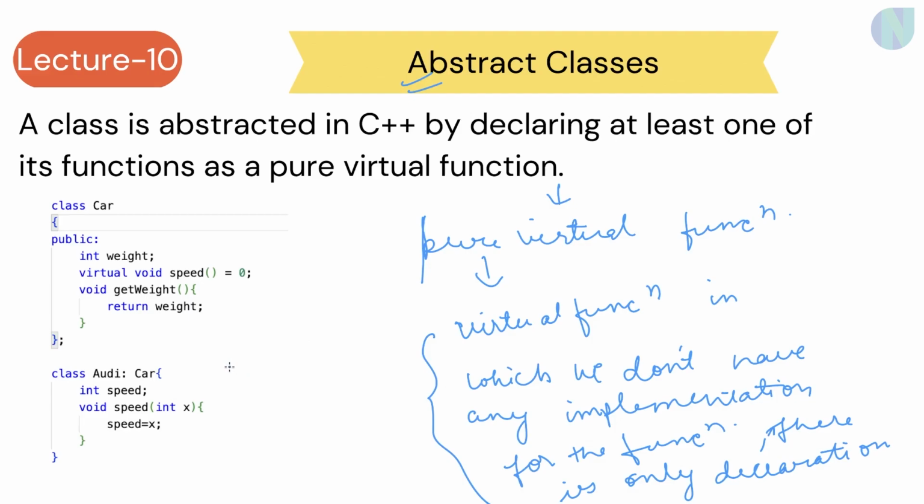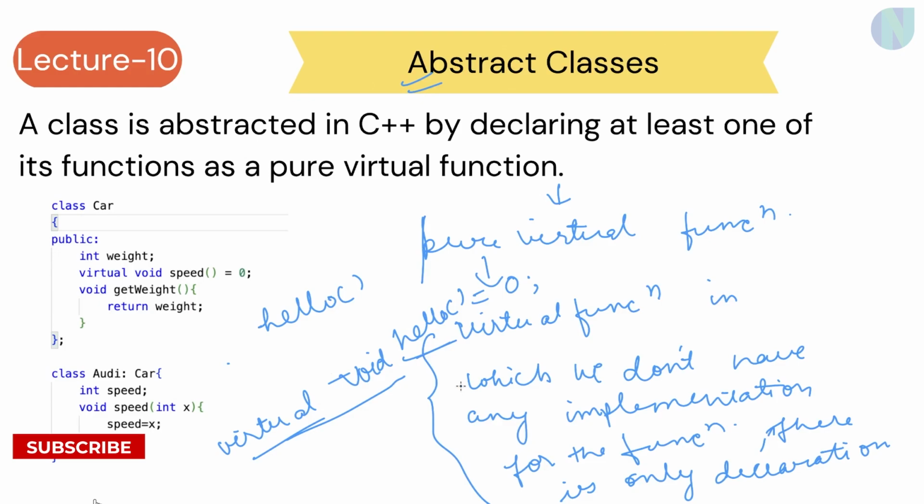So if we write like this, consider there is a method or a function called hello. Now if we write the virtual keyword, consider it returns void, and I am writing it as hello. This is called a virtual function, but whenever I write hello = 0, it is called a pure virtual function. This function doesn't have any implementation, only a declaration. So this is the use of a pure virtual function.